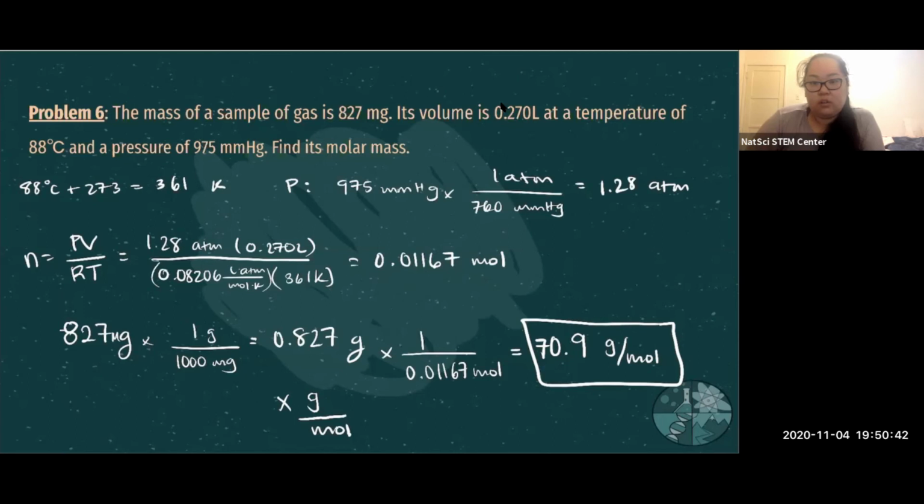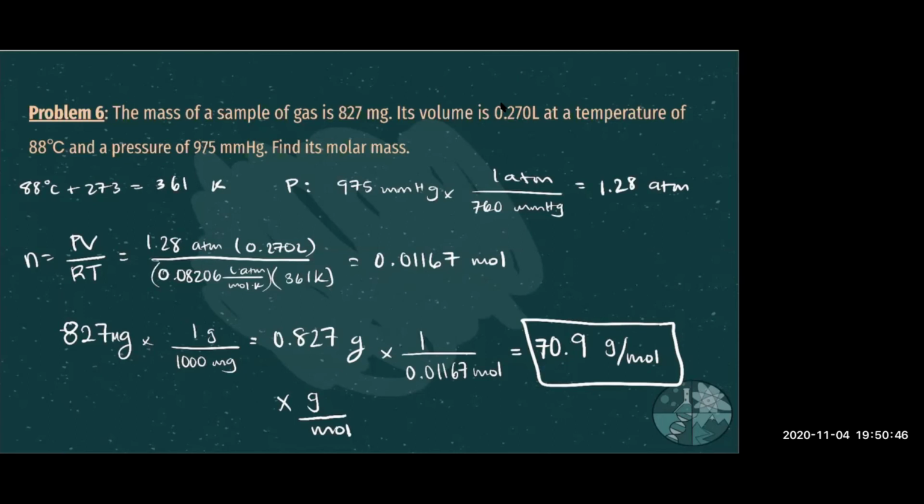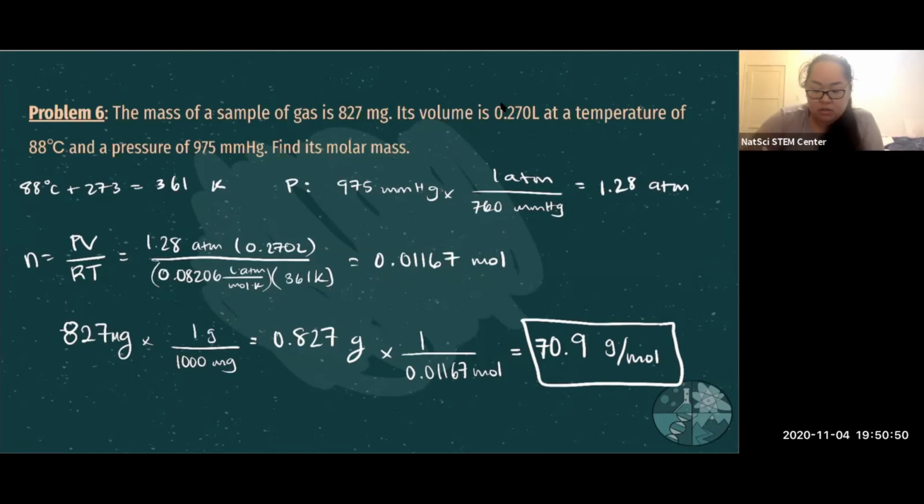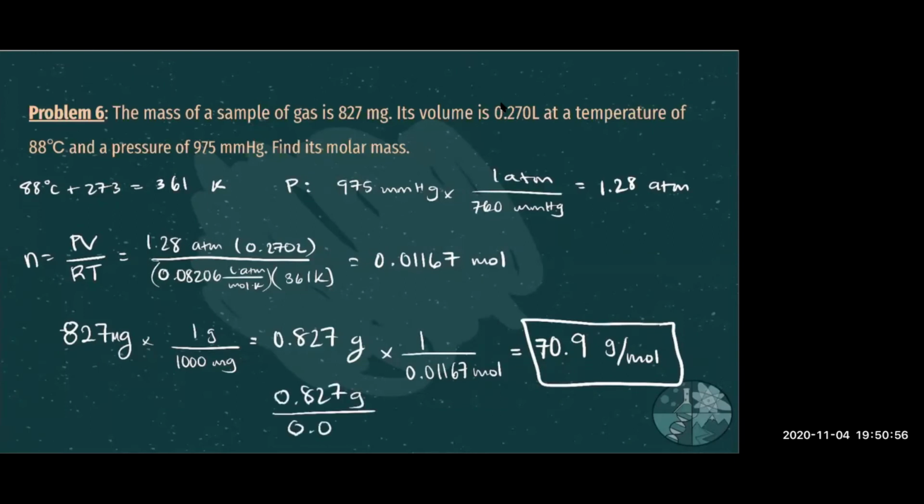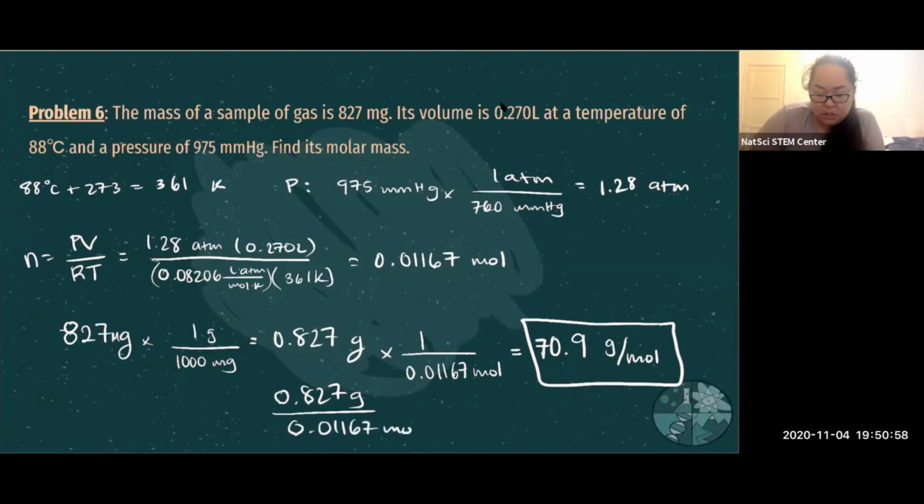So you don't have to put it that way. Technically, I did do the density equation. If you want to, I can set it up like this, over 0.01167 moles. It's the same answer. Just make sure that you had converted 2 grams first. It's the same setup. I just put it in the multiplication format. Yeah, okay.